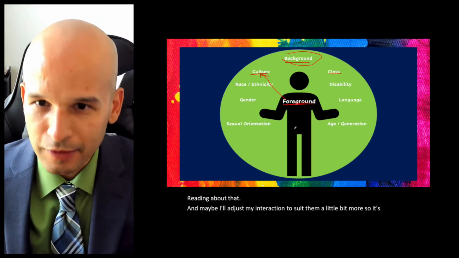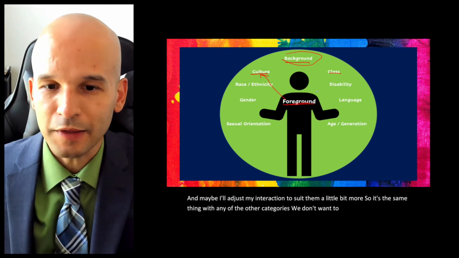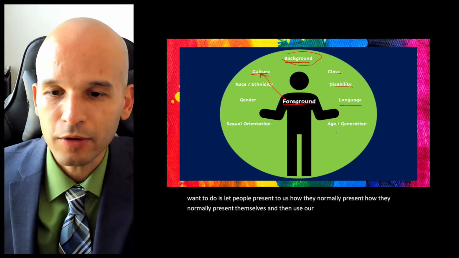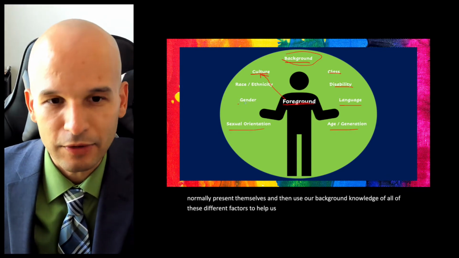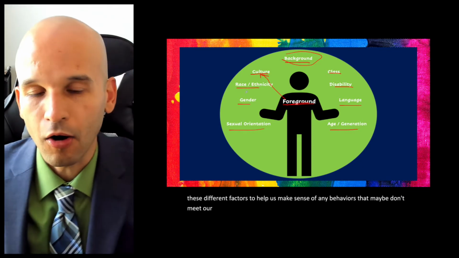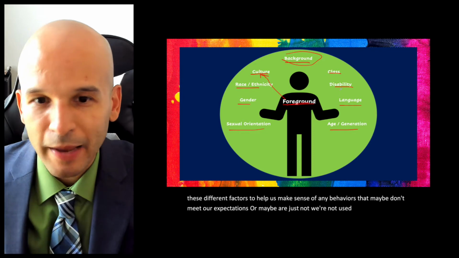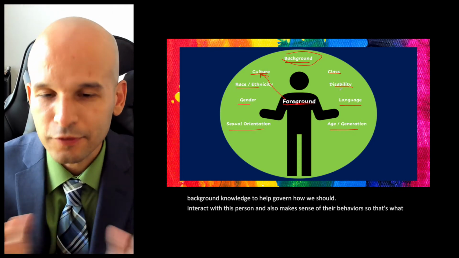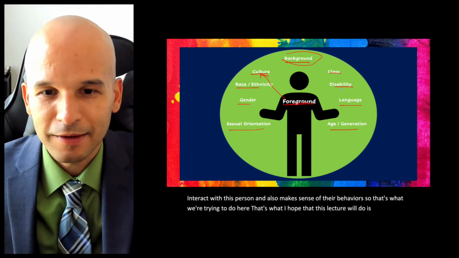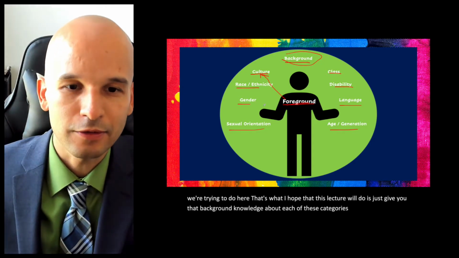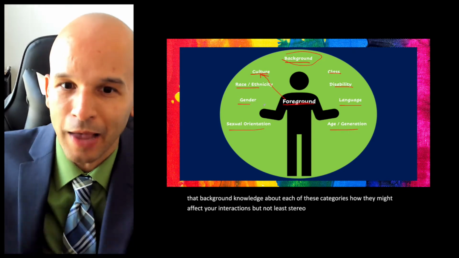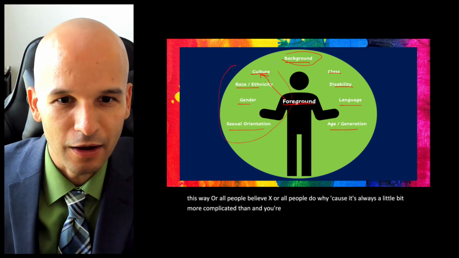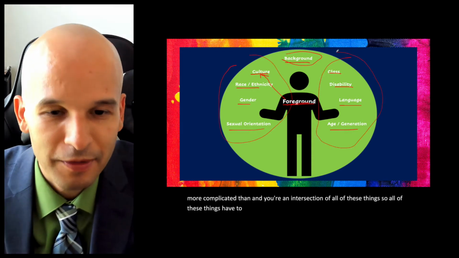So it's the same thing with any of the other categories. We don't want to stereotype, but what we want to do is let people present to us how they normally present themselves, and then use our background knowledge of all of these different factors to help us make sense of any behaviors that maybe don't meet our expectations or that we're just not used to. And using that background knowledge helps govern how we should interact with this person and also makes sense of their behaviors. That's what I hope this lecture will do: give you that background knowledge about each of these categories and how they might affect your interactions, but not stereotype and tell you that all people act this way, or all people believe X, or all people do Y, because it's always a little bit more complicated than that. And you're an intersection of all of these things, so all of them have to come into play when you're looking at those kinds of factors.